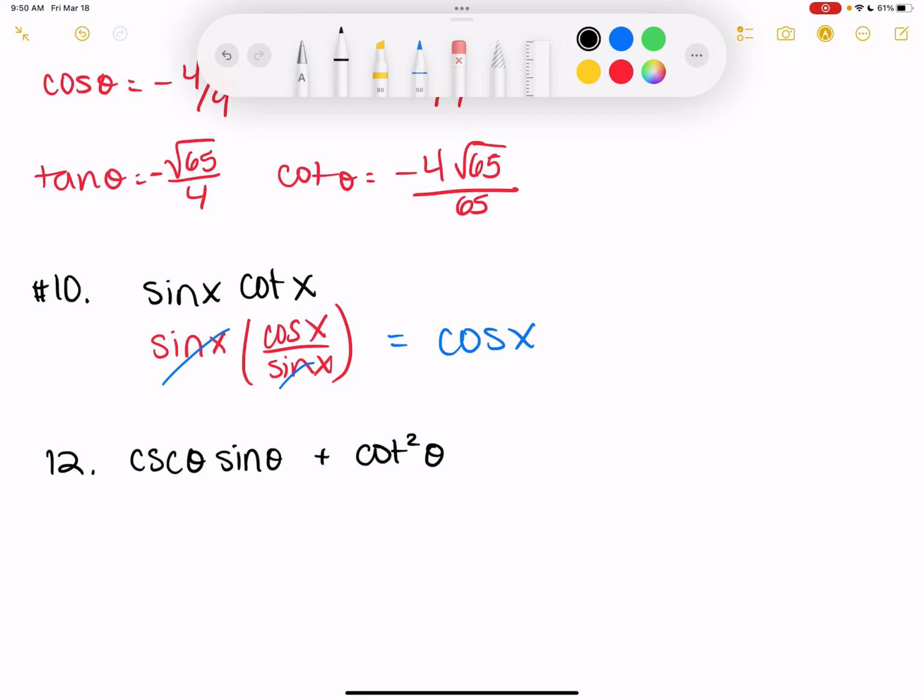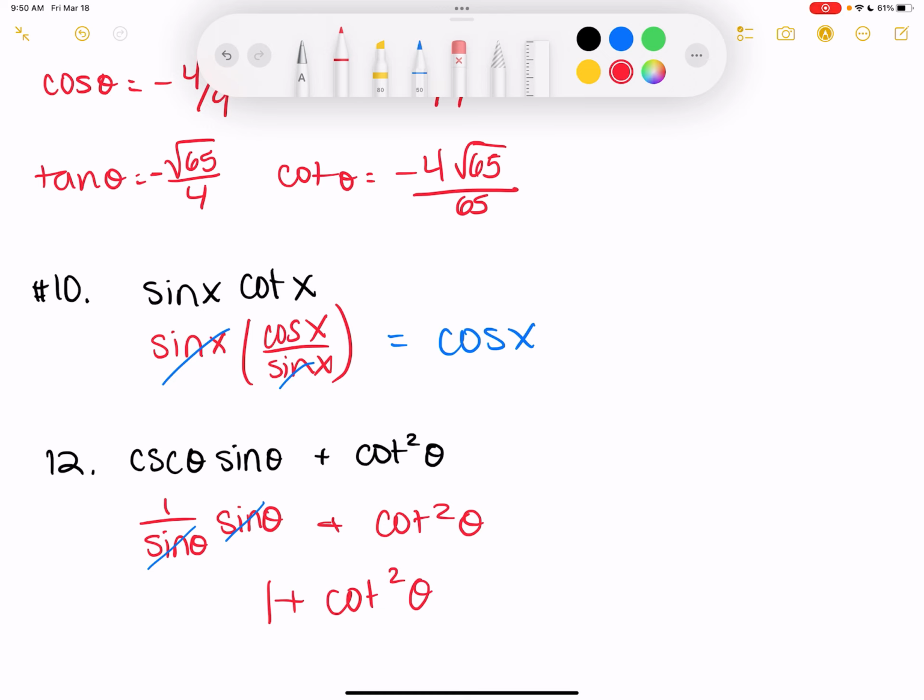Okay, so look at the cosecant times sine first. Is there something that I can cancel that way? Cosecant equals 1 over sine, so those two things can cancel. That leaves you with 1 plus the cotangent squared of theta. But is that as simple as I can go?